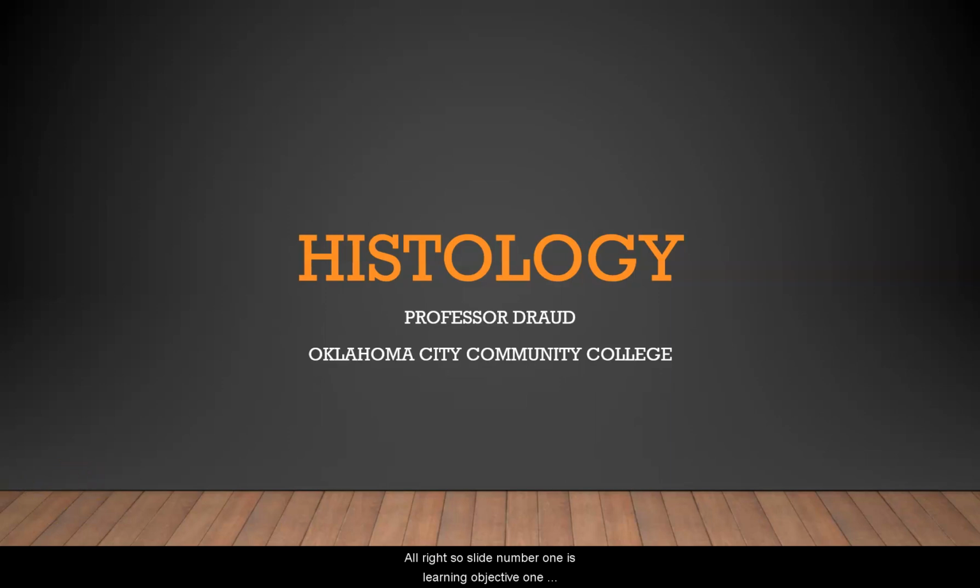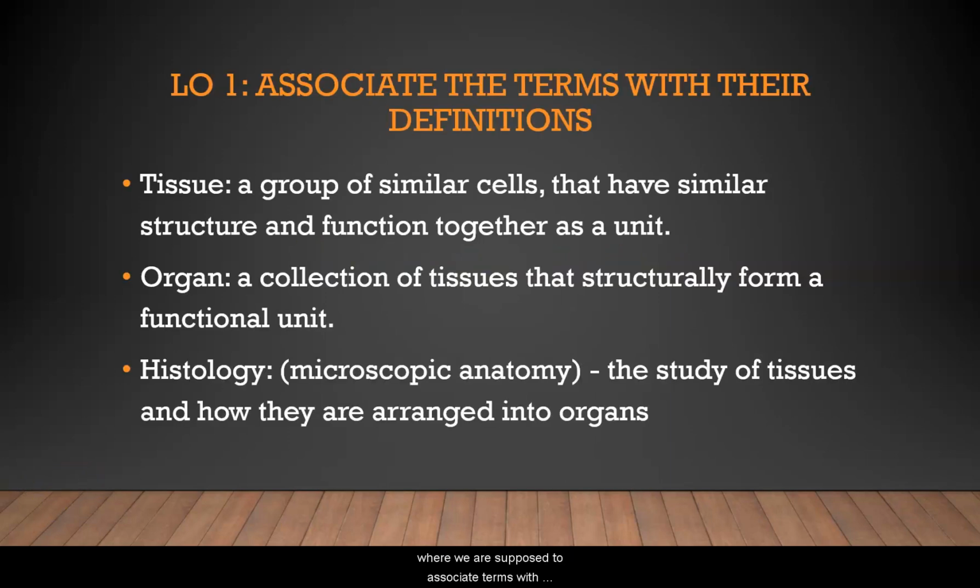All right, so slide number 1 is learning objective 1, where we are supposed to associate terms with definitions. And the 3 terms listed are tissue, organ, and histology. Tissue, if you remember from lecture, tissues are groups of similar cells that have similar structure, and they function together as a unit to do a very specific thing. Okay, and we've talked about all types of different tissues, and we'll talk more about 4 broad categories of tissues today. Organs are collections of 2 or more tissues, and they structurally form a functional unit.